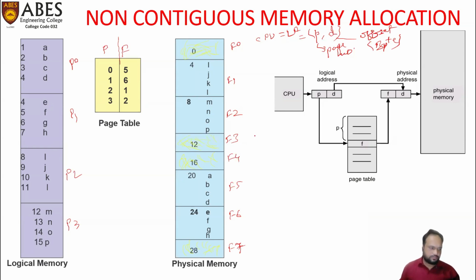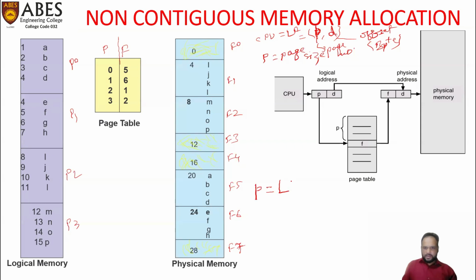So a small p and a small d are there. Small p is the page number. And capital P, which we are using, is the page size.